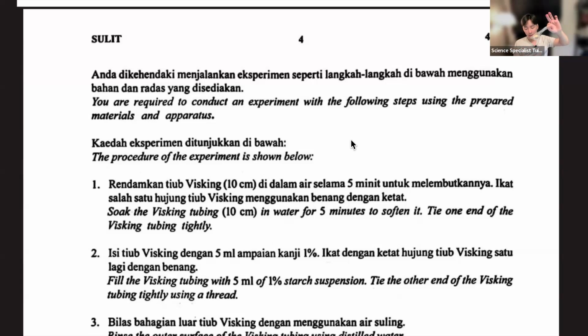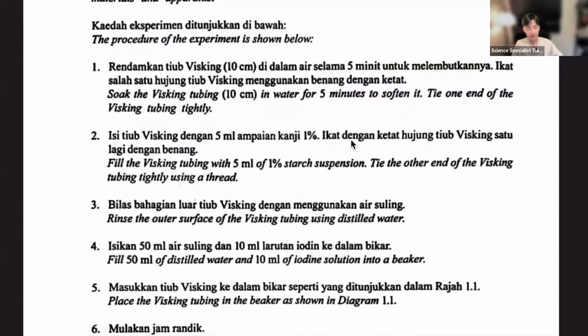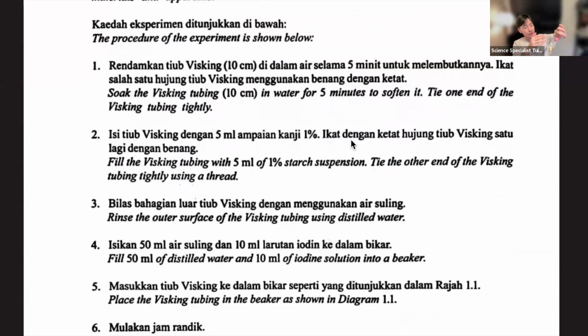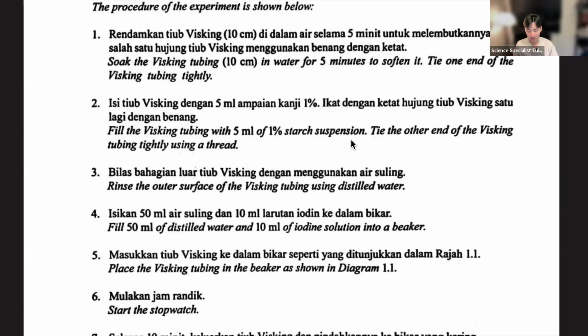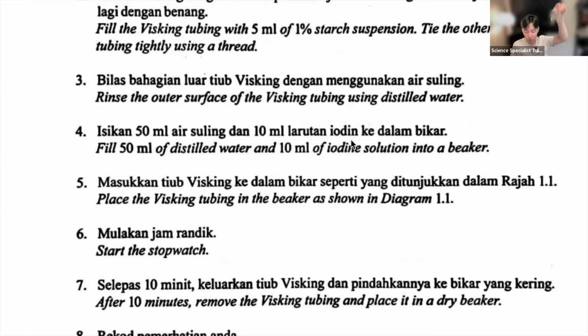We tie at one end. Okay, and then you put 5 ml of 1% kanji, and then you tie the other end like this. After that, you wash a little bit on the outside. Don't scare the water will diffuse in. The water will take some time to diffuse in. So wash, wash, wash. After that, you put it in the beaker with iodine, number 4. You rendam inside the beaker with iodine. All right. As in diagram 1.1.